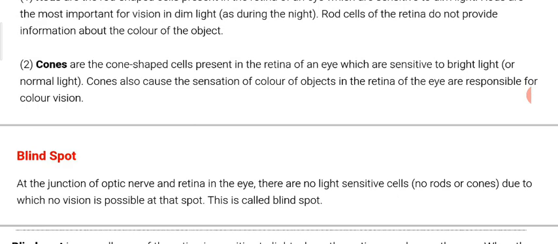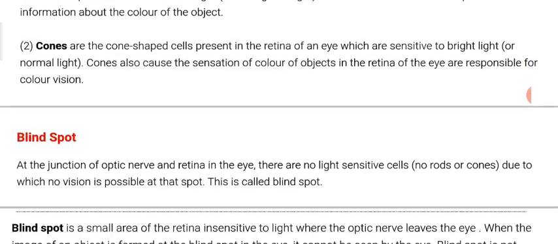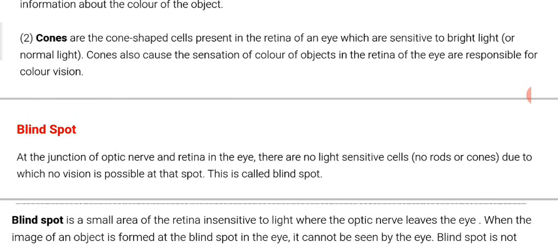Cones are the cone shaped cells present in the retina of an eye which are sensitive to bright light or normal light. Cones also cause the sensation of color of objects and are responsible for color vision.